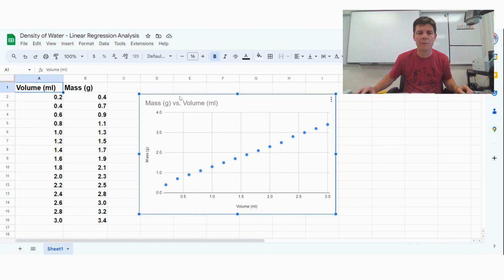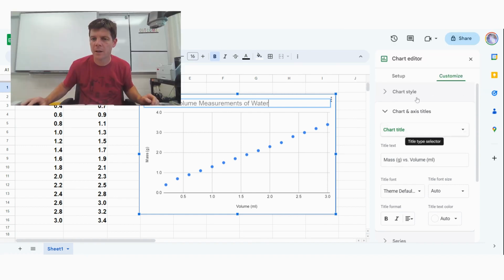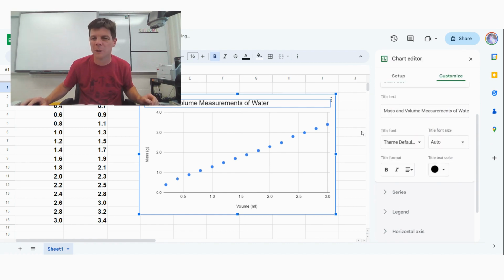And I actually have a title here, a working title. We could leave that as is. We could change it to something, you know, maybe we're saying mass and volume measurements of water. Title here, I can choose a font color. If I don't like that gray, I can switch it over to black. I can reposition that, put it in the center of my graph if I want to.